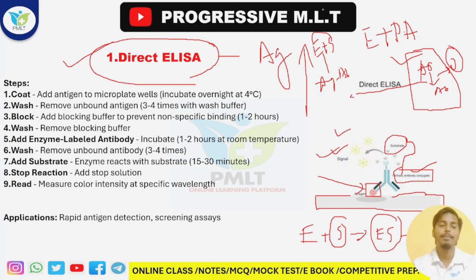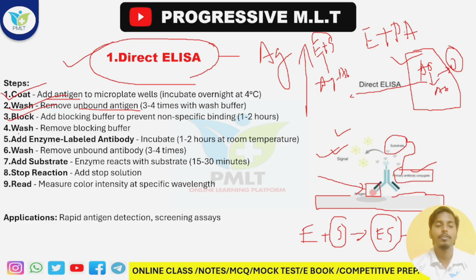Here is a particular step. I am reading through it so that you can visualize it. First, we add the sample, which is coated and contains the antigen. After that, we remove the unbound antigen. After that, we add the blocking reagent or block buffer. Why do we add the block buffer? Blocking means preventing the non-specific binding.